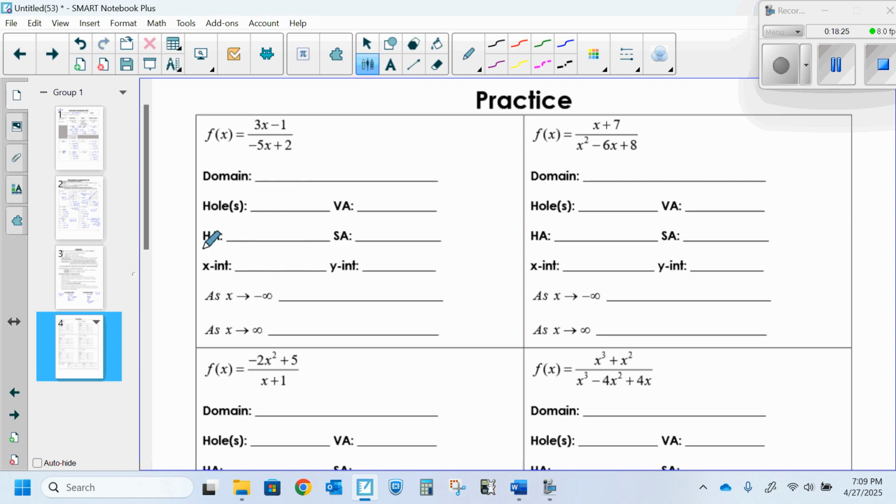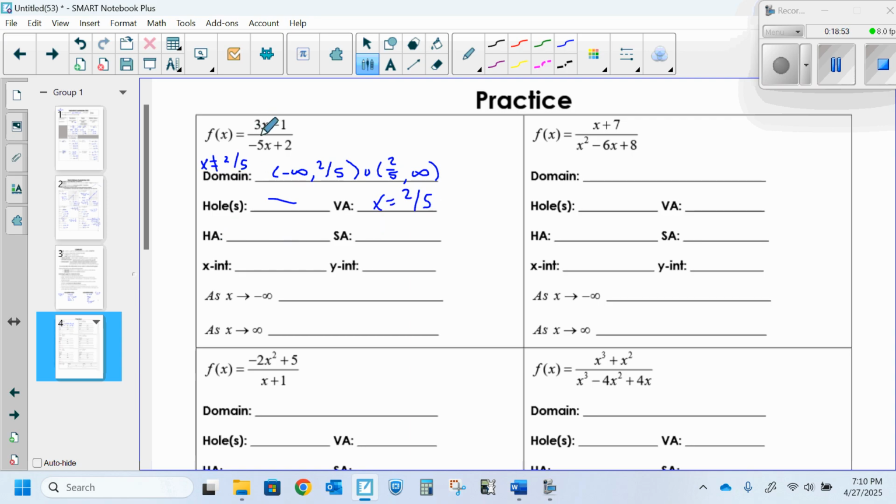This is where it's all put together, right? So domain: x cannot be, remember we're going to set that equal to 0, subtract 2, divide by -5, so x can't be 2/5. So the question is what's happening there at 2/5? Is it a hole or is it a vertical asymptote? We're not canceling anything, so there's no hole. You have a vertical asymptote at 2/5.